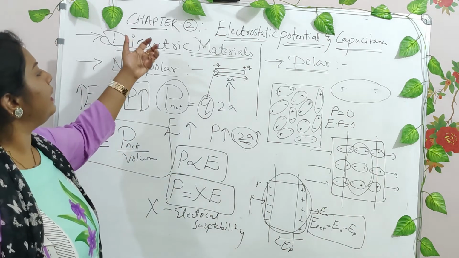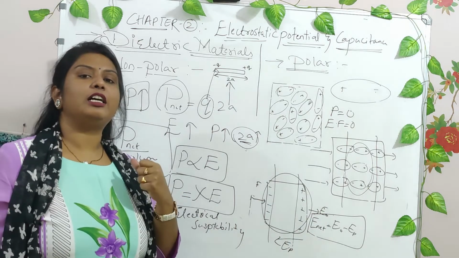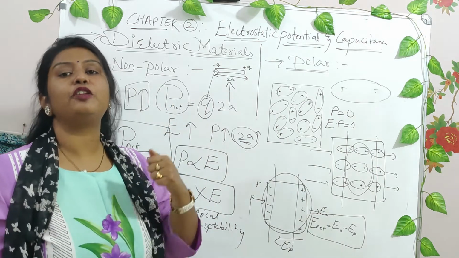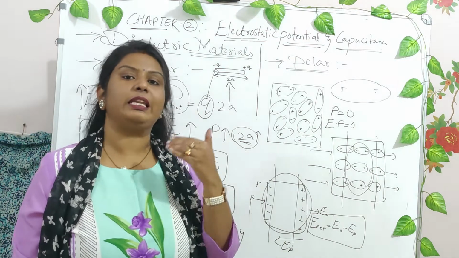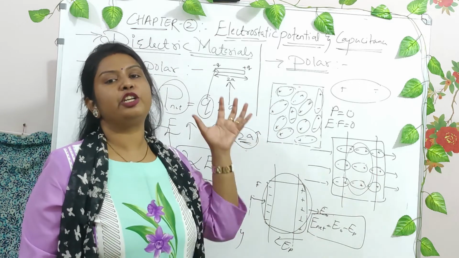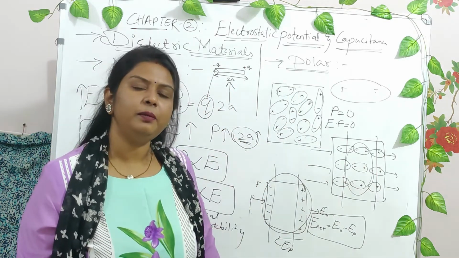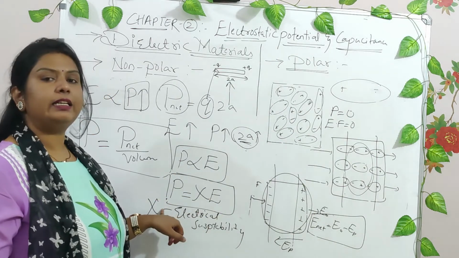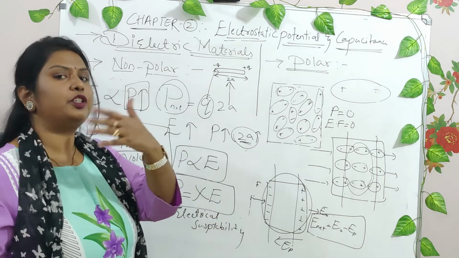Now why are these dielectric materials used, right? The dielectric materials are used to reduce the effect of electric field. Wherever you want to reduce the electric field, you introduce dielectric into it, right? Is this clear, everyone?